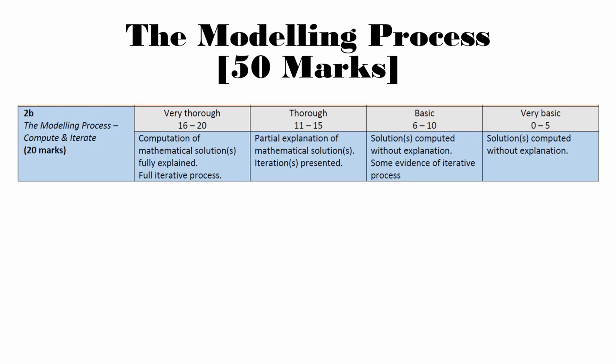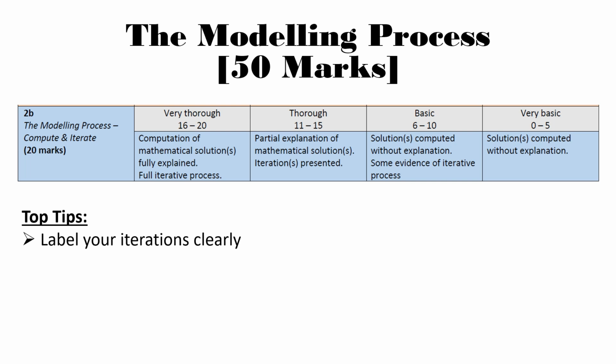So 2B then is the modeling process, compute and iterate. So computation of mathematical solution or solutions, fully explained, and the full iterative process. What we're talking about here is really showing your iterations. And by iterations, I don't mean just going, I have iteration 1, 2, 3 and doing whatever you want. We need to see that there is clear progress. We need to see that you have improved. So again, go back to the example I did earlier in the video. Look at how we moved from having no acceleration to constant acceleration to non-uniform acceleration. That's a very clear iterative process. We are improving in each section. Okay, that's what it means.